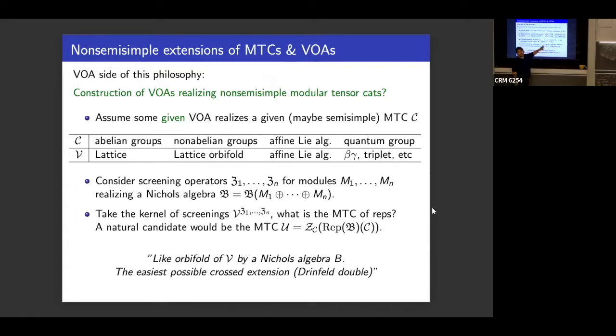What is it? I can always play this game for every VUA and every set of screenings. I mean, this may be a weird VUA, but it's going to be a VUA. What is a representation category? It should be a modular tensor category. And the candidate, I didn't put this as a conjecture because it's too bold maybe, but the candidate would be the only thing you can write down, namely take representations of this Nichols algebra in C, take the relative center, and this would be it.